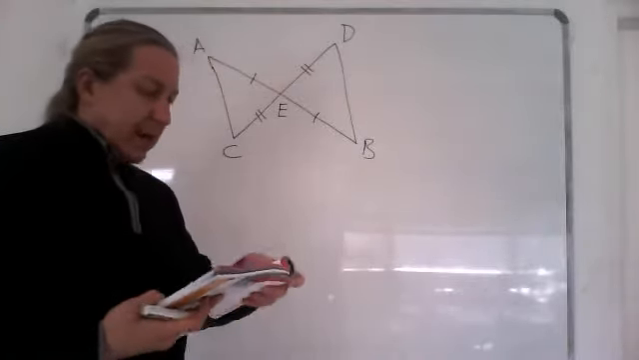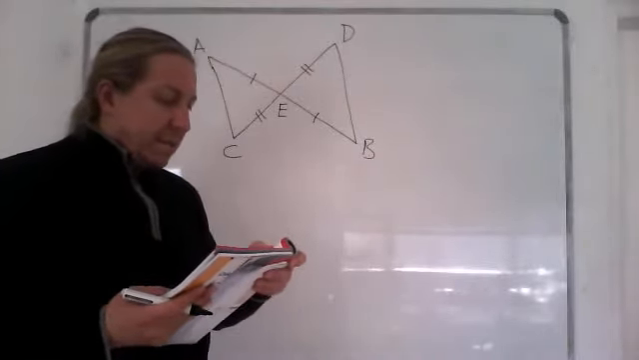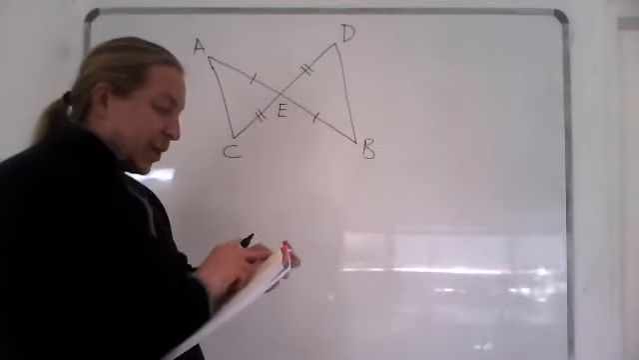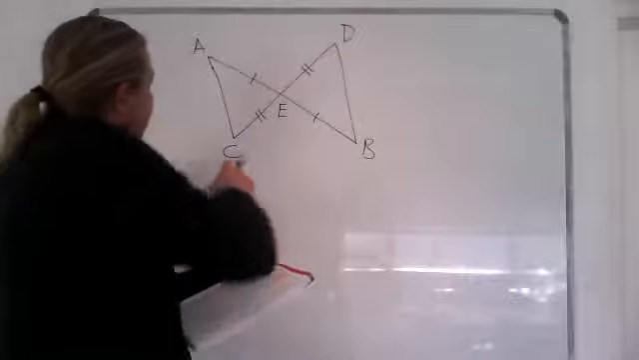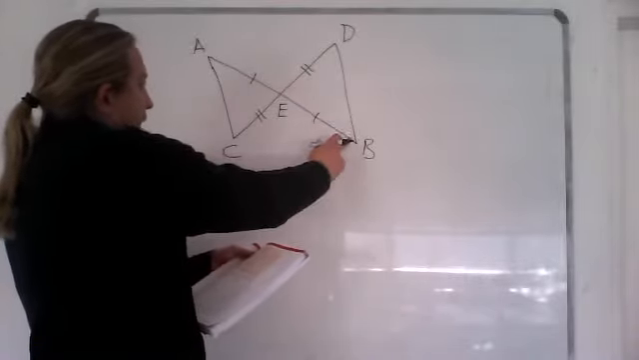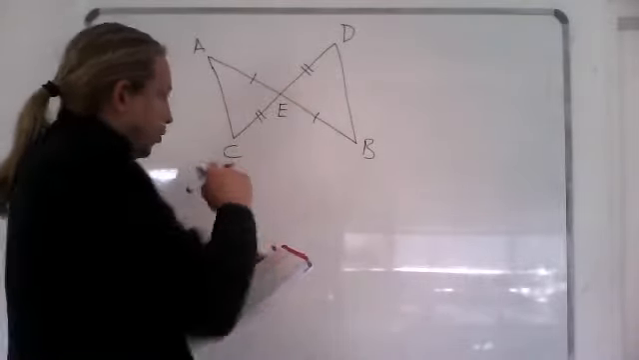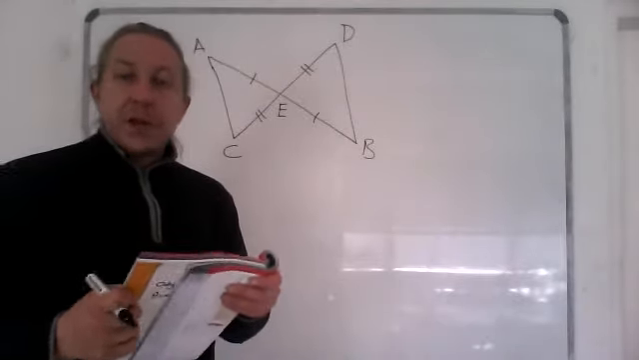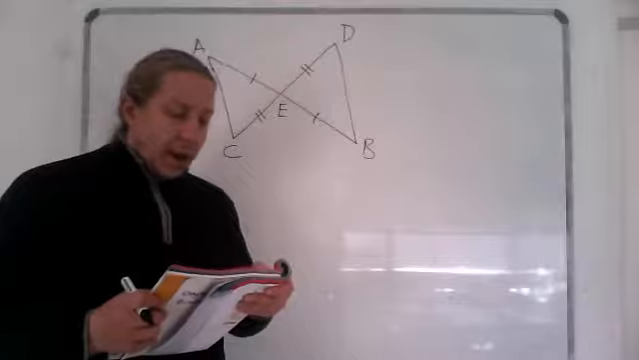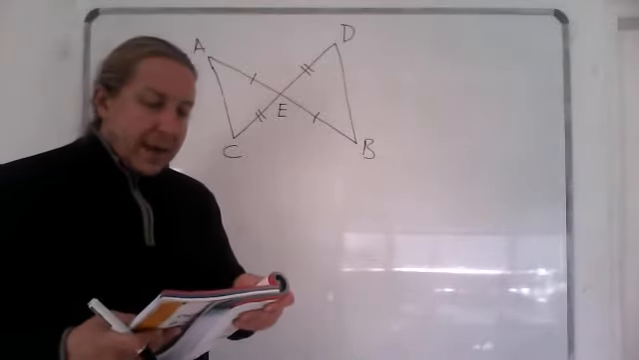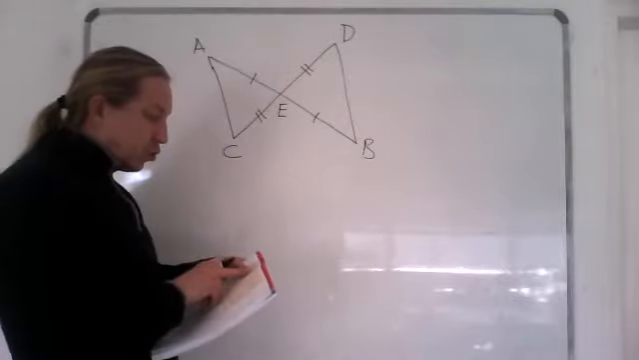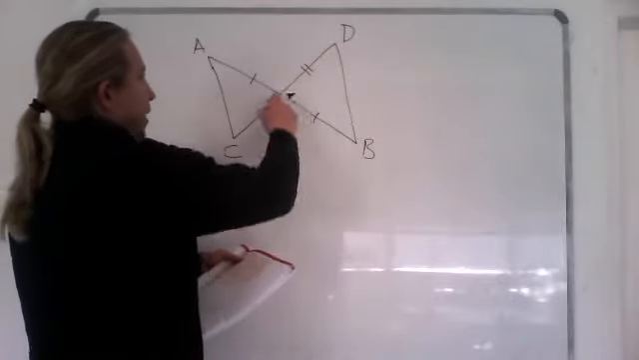So again, let's just read the information. AB and CD intersect at E, with AE equals EB, and DE equals EC, or CE equals ED. So that's the info they gave us. Now they're saying, 1, prove that triangle AEC is congruent to triangle BED.